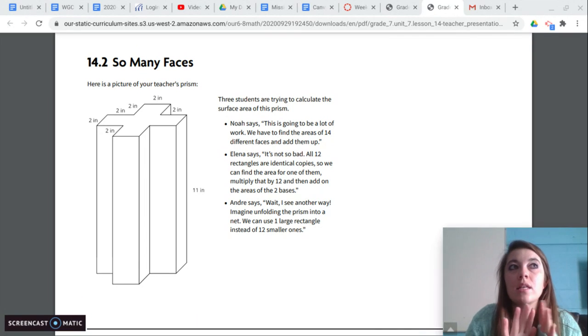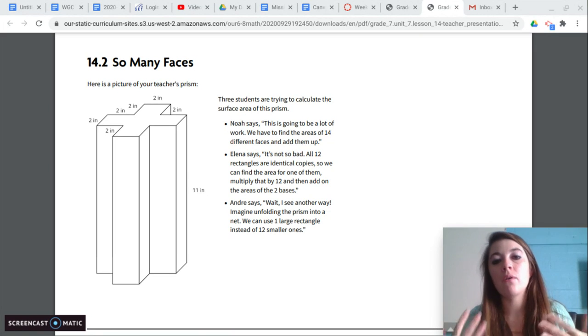So remember, surface area is when we cover the entire thing. So that includes top and bottom. It's covering all sides. So you could think about it in terms of painting it or wrapping it with wrapping paper, anything that helps you think about covering this thing. So surface area is always about covering.